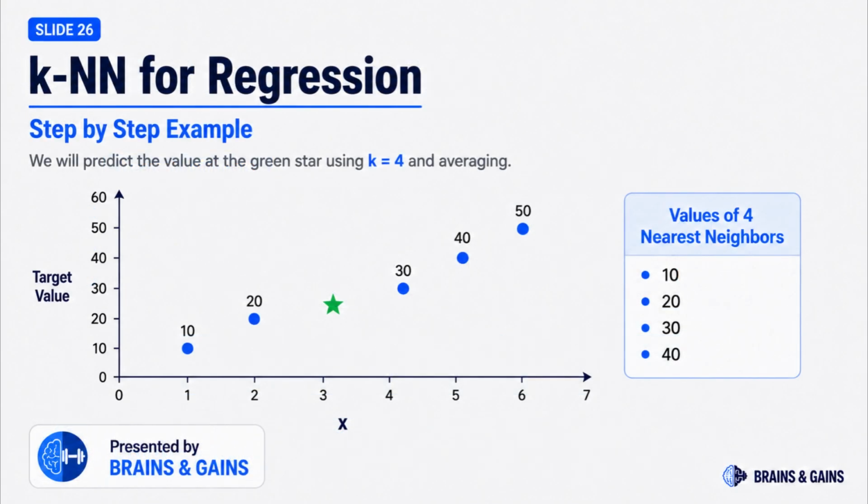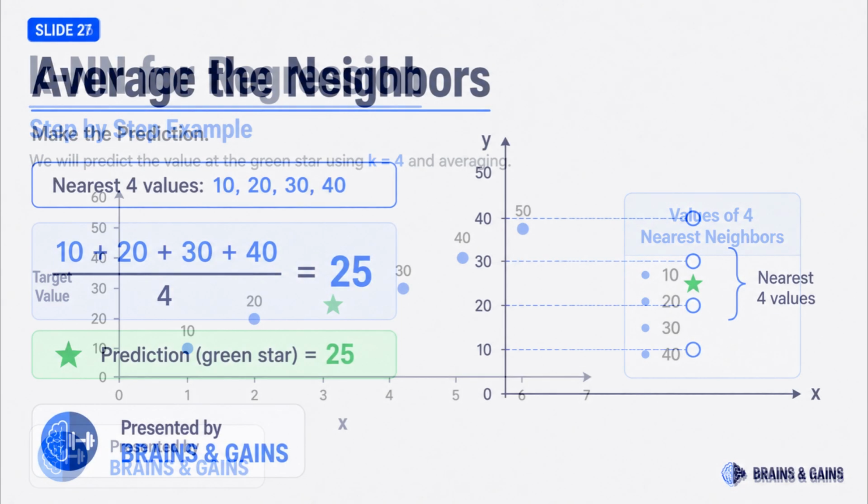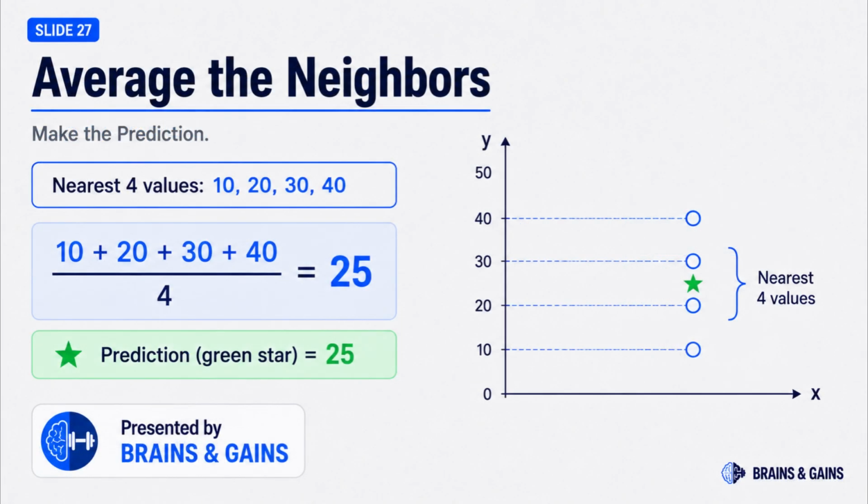Now let's switch from classification to regression. Here the target is numerical. We'll use k equals 4 and predict the green point using the values of its 4 nearest neighbors. The 4 nearest target values are 10, 20, 30, and 40. Their average is 25, so 25 becomes the predicted numerical value for the green point.